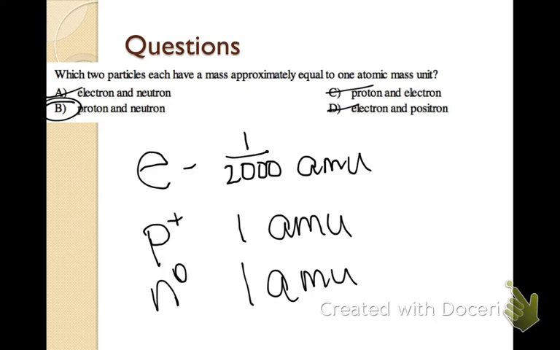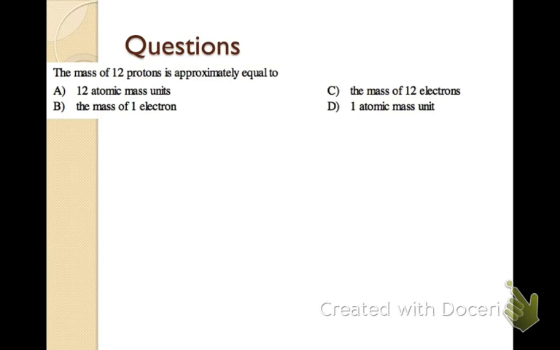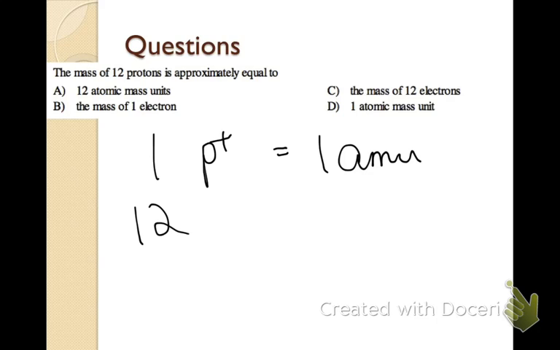There we go. The next question: the mass of 12 protons is equal to... So if we have 1 proton, that's equal to 1 AMU. So if we have 12 protons, that should be equal to 12 AMU. So we should make sure we look through here: 12 atomic mass units.